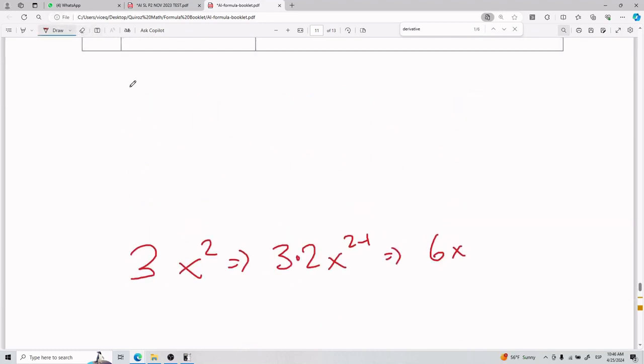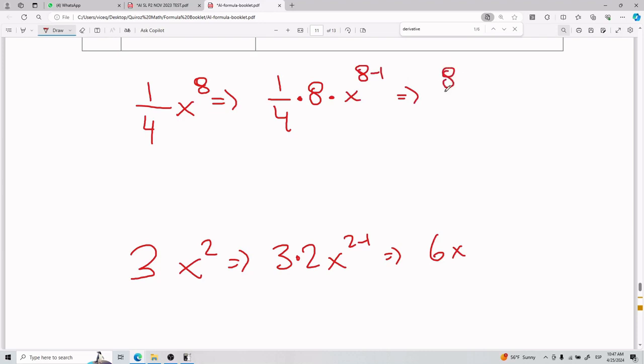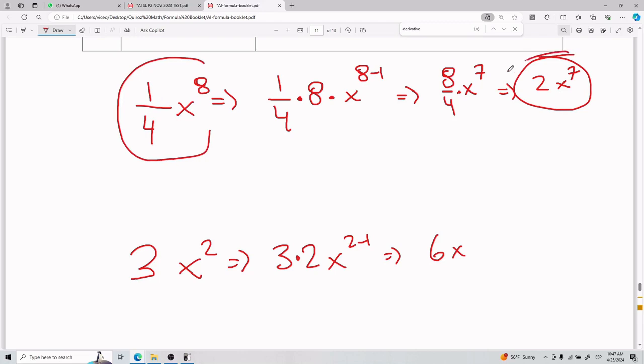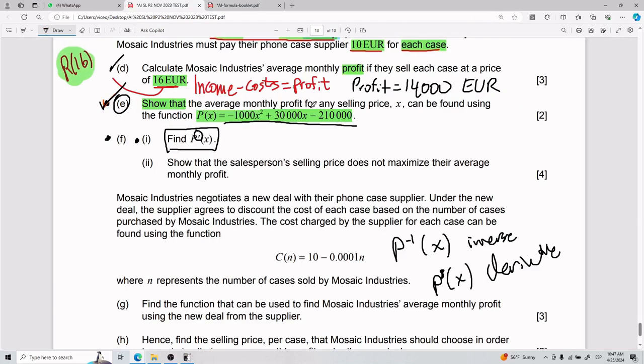What if there's a fraction? Okay, 1 over 4 times x to the power of 8. Let's go crazy, to the power of 8. So derivative of this is 1 over 4 times 8 times x to the power of 8 minus 1. And so from here, you're going to have 8 over 4 for the fraction times x to the power of 7. 8 over 4 is the same as 2. Derivative of this is that.